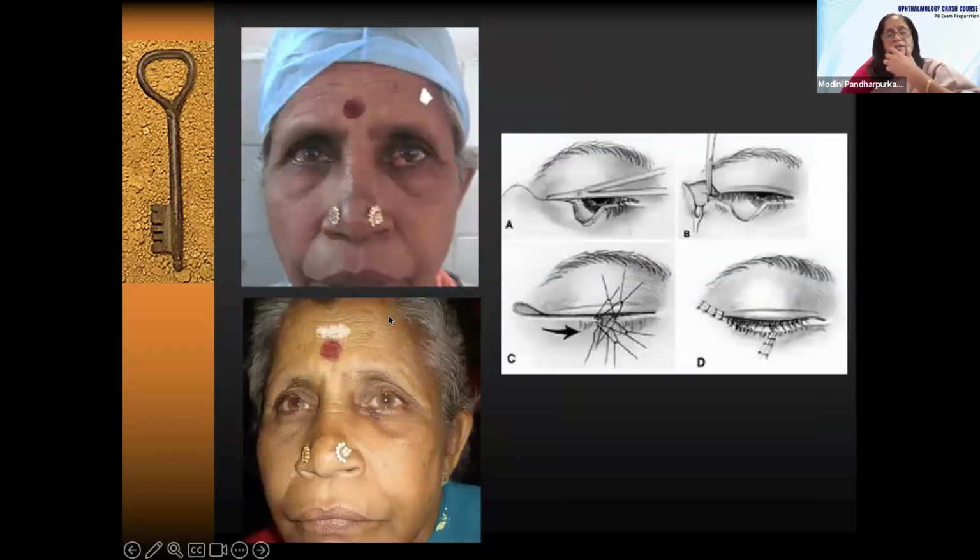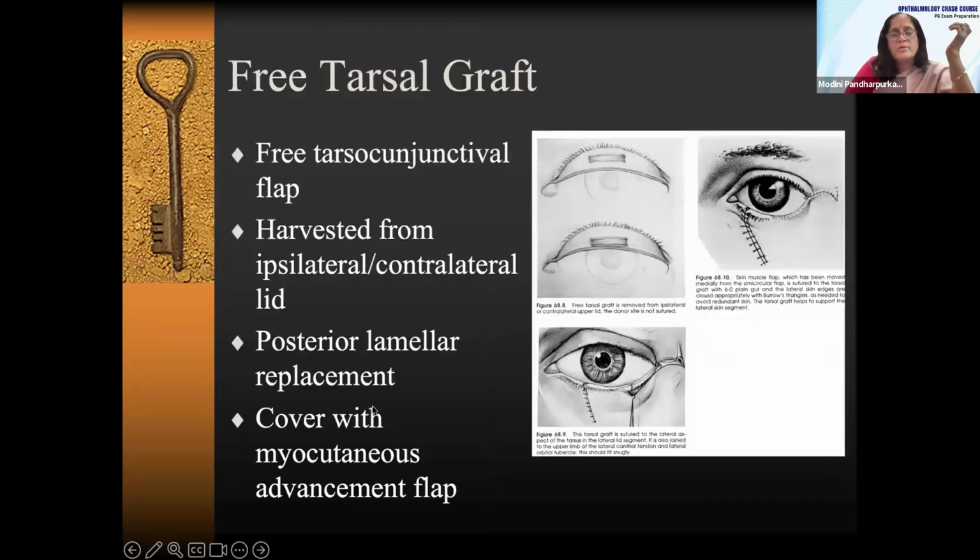This is another one where we did Tenzel's. You can see there was a medial lesion, and you could pull in quite sufficiently. This was almost after 3 to 4 months, so the scars of the Tenzel's have faded. This is how you got the result.